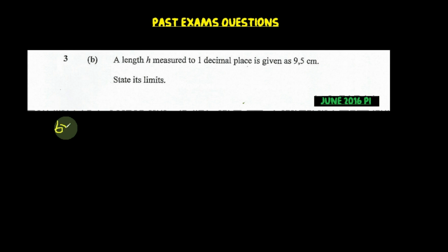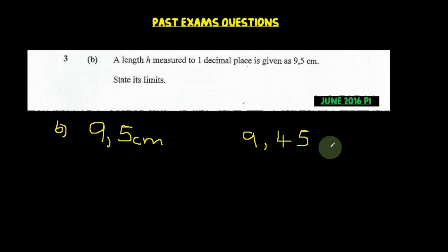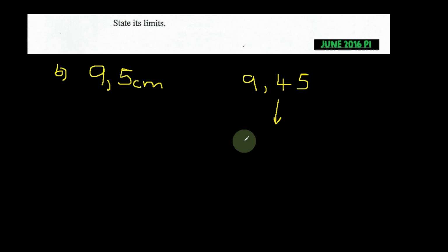We're going to start with B. Length h is measured to one decimal place, given as 9,5 centimeters. Now we want to find a range in which the values round to 9,5. We start with 9,45 being the lowest value or the lower bound, and these values range up to 9,54999.